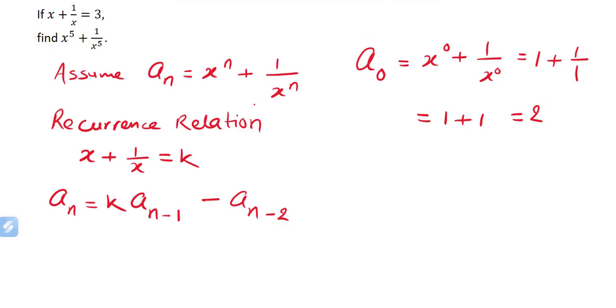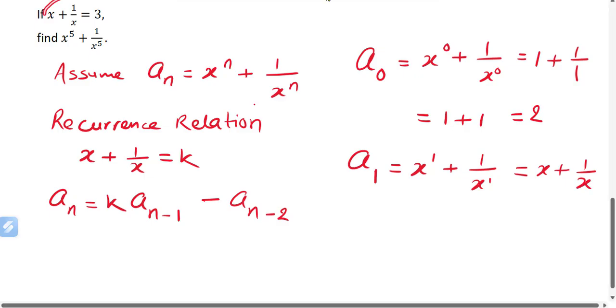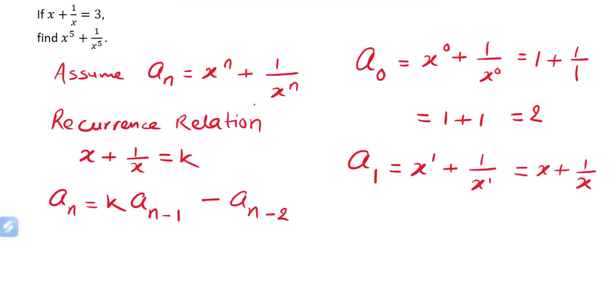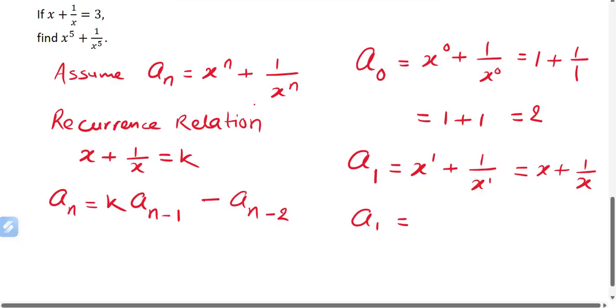Now, similarly, instead of n, if we write 1, the value of n is replaced by 1. That means we can write the relation x power 1 plus 1 over x power 1. It simply means x plus 1 over x, and the given value for this is 3. So x plus 1 over x is 3. That is the value for a1, which is 3.